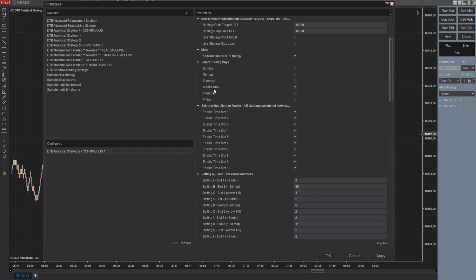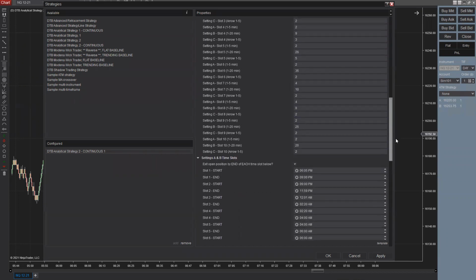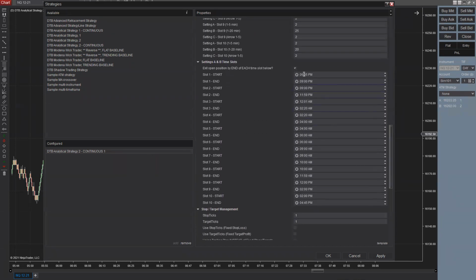It's obvious, it's pre-filled the Wednesday slot. It's gone and pre-filled all those settings A and B and C in there. Some of them, obviously, we've optimized, some we haven't. But once you've optimized them all, they'll be there. It'll pre-fill all your times, so you don't have to go and fill up all these settings.